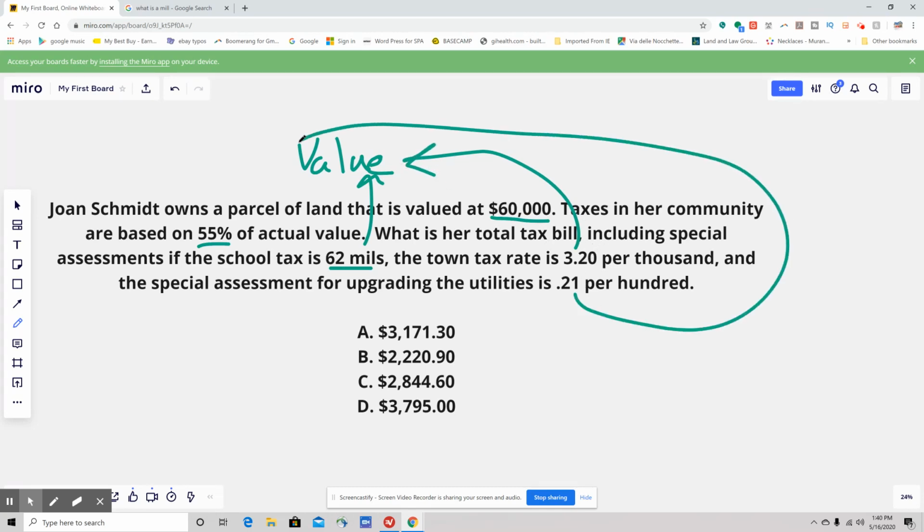There's a couple of ways we could do that. I'm going to tell you the more complicated way first, which is to leave everything in its numerical form and then divide the value. So 55% of 60,000, divide that by whatever the numerical representation is. And mils is 1/1000th, another way of saying per thousand. So we have two that are per thousand and one that's per hundred. We could figure out how many hundreds and thousands are in the value, then multiply.